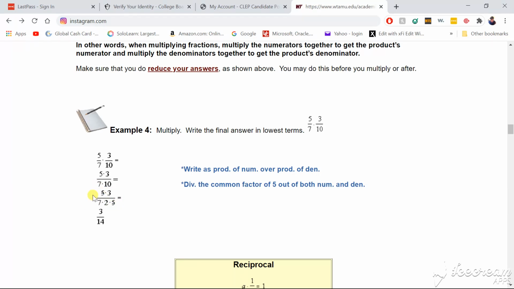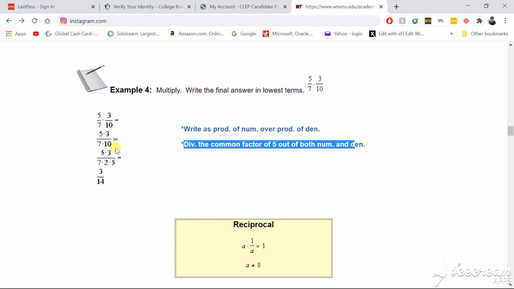And then take out all the numbers that are the same. Take out all the sets that are the same, aka divide out the common factors. 5, 5, you're both the same. And then bring down 3 and multiply. 7 times 2 is 14. Bring down 14. So 3 over 14.